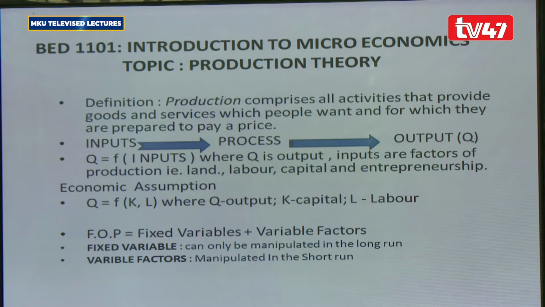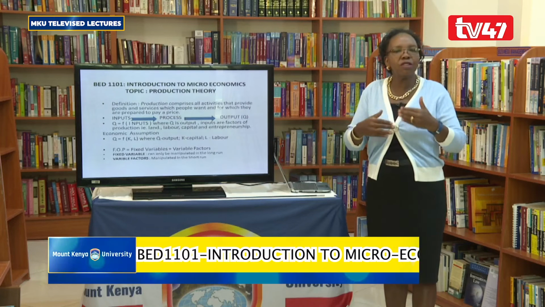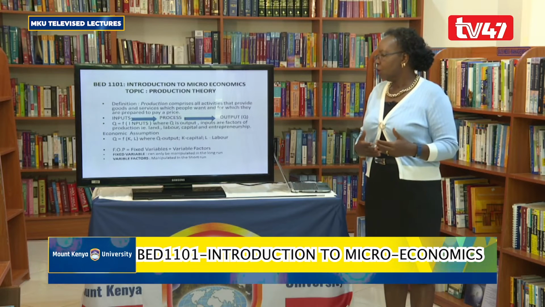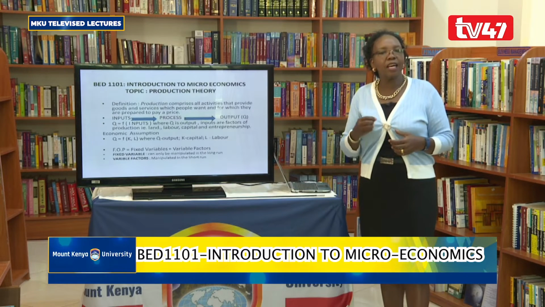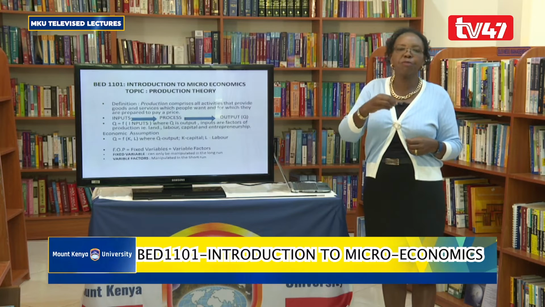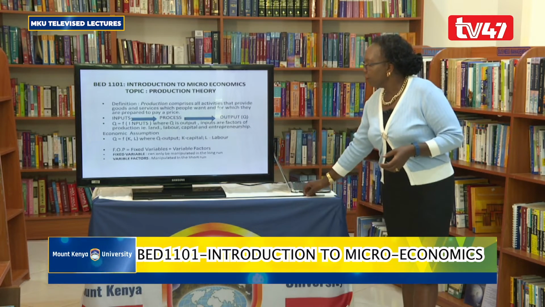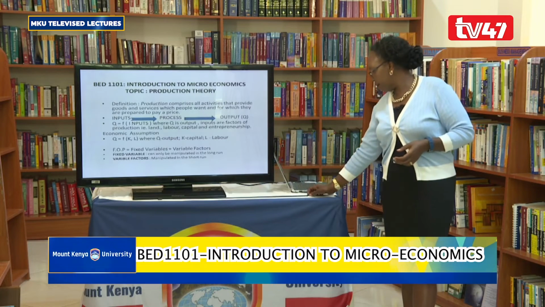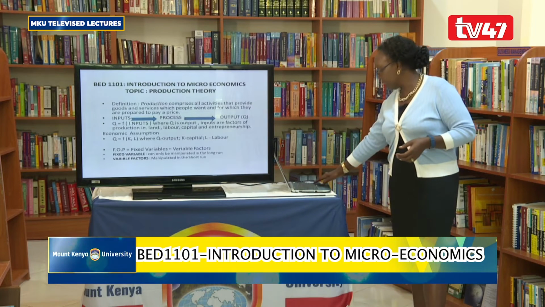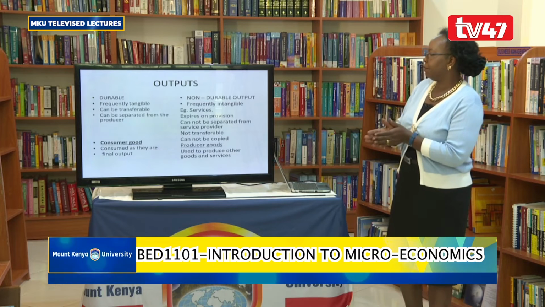For example, laborers. If I want to increase output, our Q, I can only engage more laborers. That can be done within a very short time. So we say the variable factors are those that can be changed, can be manipulated by the producer within the short run. However, the fixed factor, that cannot happen. It will take time for us to be able to manipulate them.